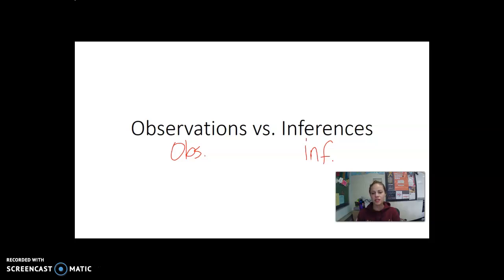Observations versus inferences. You're going to make this a big title in your notebook, and depending on what page it's on in your notebook, if it's on page 2 or 3 or whatever, you're going to flip back to your table of contents and write that down. Observations versus inferences. You could also abbreviate obs versus inf. Okay, I've given you those abbreviations.